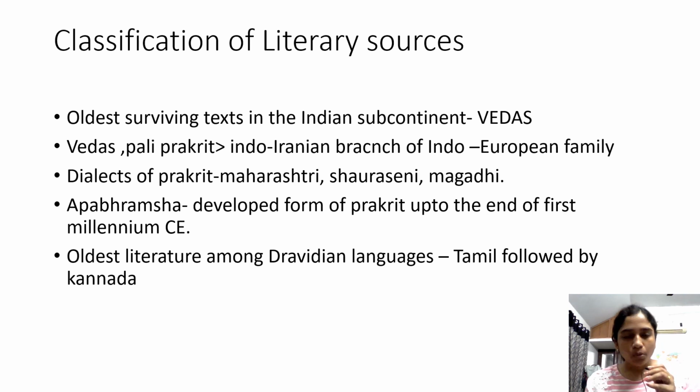Okay. Now we are moving on to the classification of literary sources. The oldest surviving texts in the Indian subcontinent are the Vedas. The Vedas are written in Sanskrit, and Sanskrit belongs to the Indo-Iranian branch of the Indo-European family of languages. So do Pali and Prakrit. Pali, Prakrit, and Sanskrit all belong to the Indo-Iranian branch of the Indo-European family.